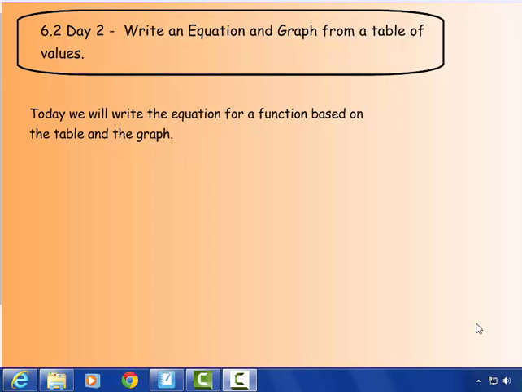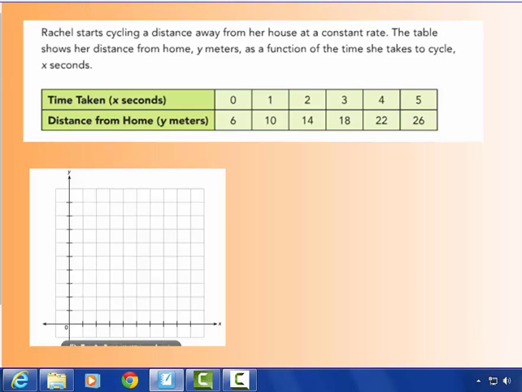So today's lesson is writing an equation and a graph from a table of values. We've already done this in our linear unit, but now we're looking at linear functions. This is 6.2, day 2, so you should have your notes open to that page. Today we will write the equation for a function based on the table and the graph.